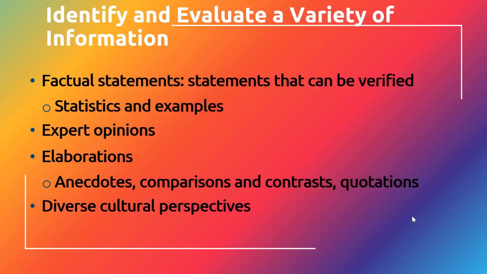So now we want to look at identifying and evaluating a variety of types of information. All right, so you've got factual statements. These are things that can be verified, and you can bring out a fact checker to do that. These are statistics that you have, or stories. You can also include expert opinions. To illustrate things, you can use anecdotes, quotations. You can make comparisons, so compare and contrast things.